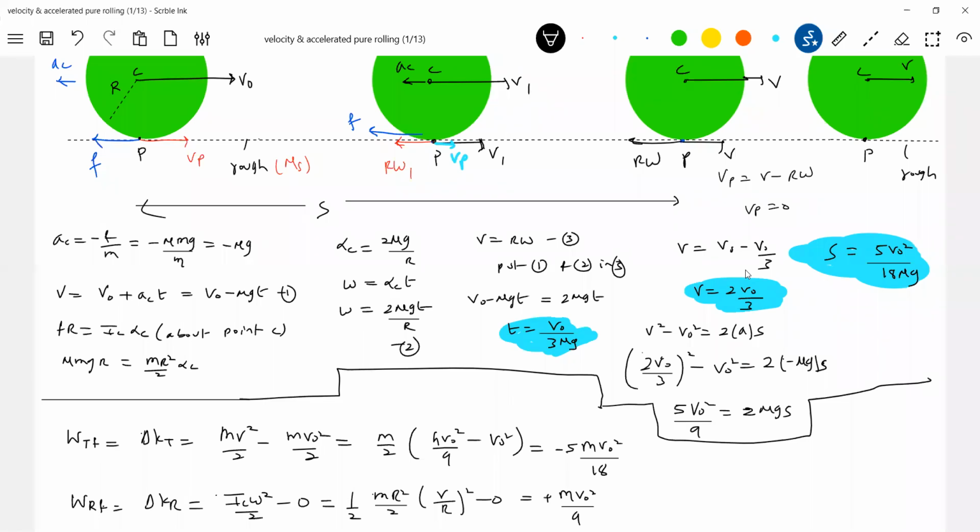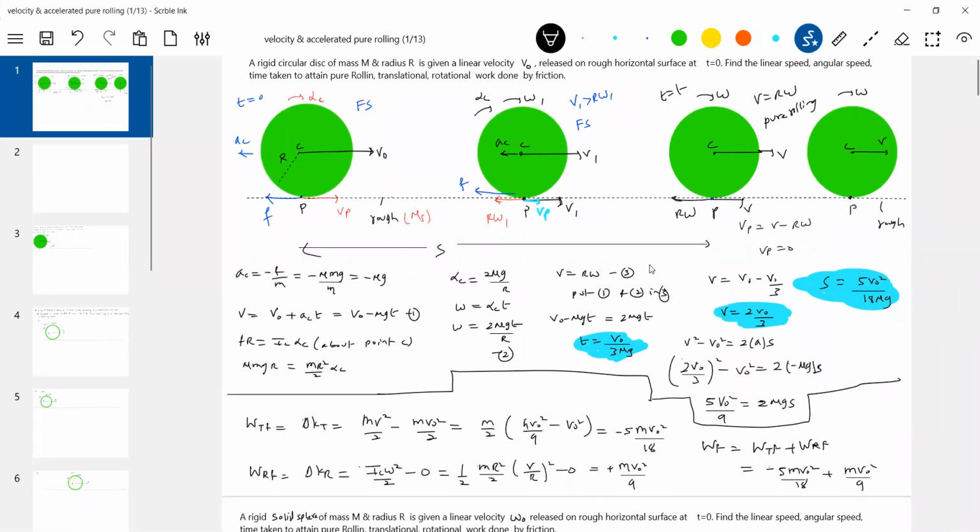Is it positive? No. So net work done by friction will be negative only. Check, it will be negative. So net work done by friction is negative. That's why the kinetic energy of the system decreased. And where has it gone? Converted into heat between the rigid bodies. It will convert into heat. So if you check, the final kinetic energy will be less than the initial kinetic energy.